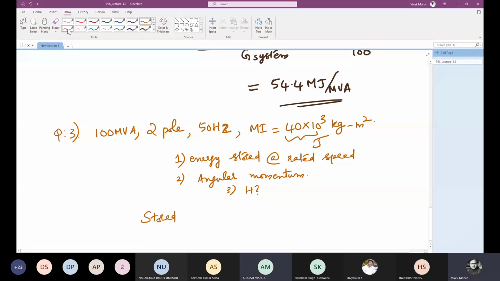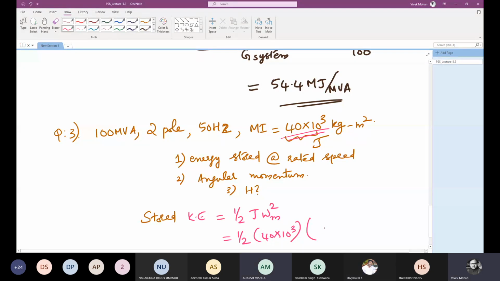Half J omega square. Stored kinetic energy equals half J omega squared. This is mechanical speed only, omega m. So this is equal to half into J, which is 40 into 10 raised to 3, into, how will you find omega m?